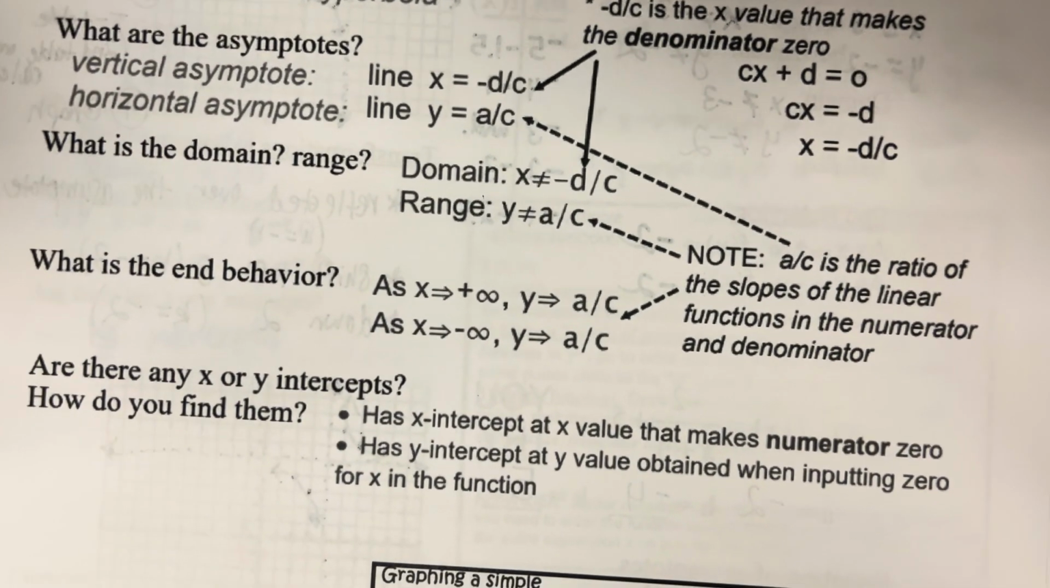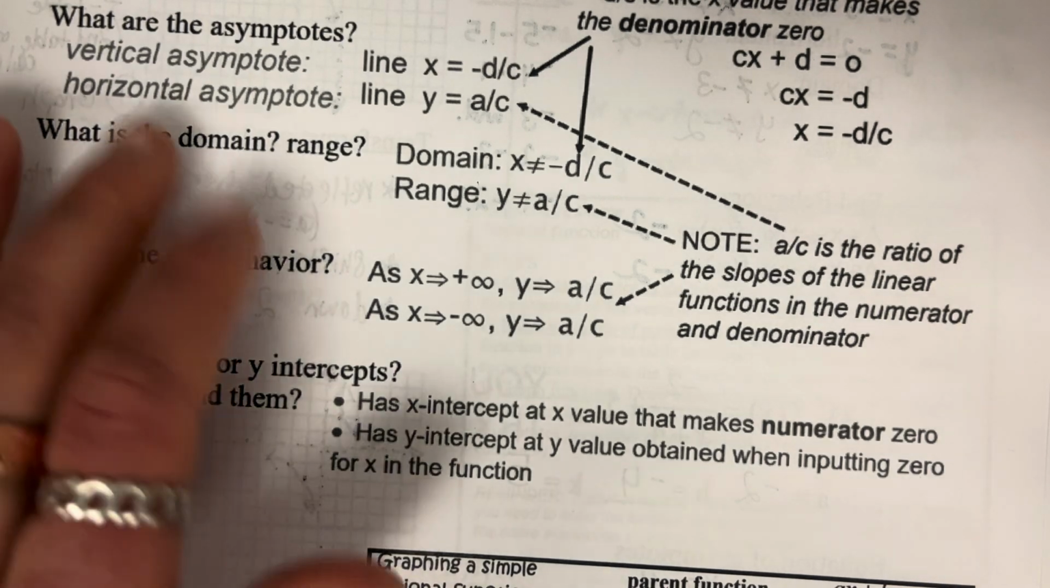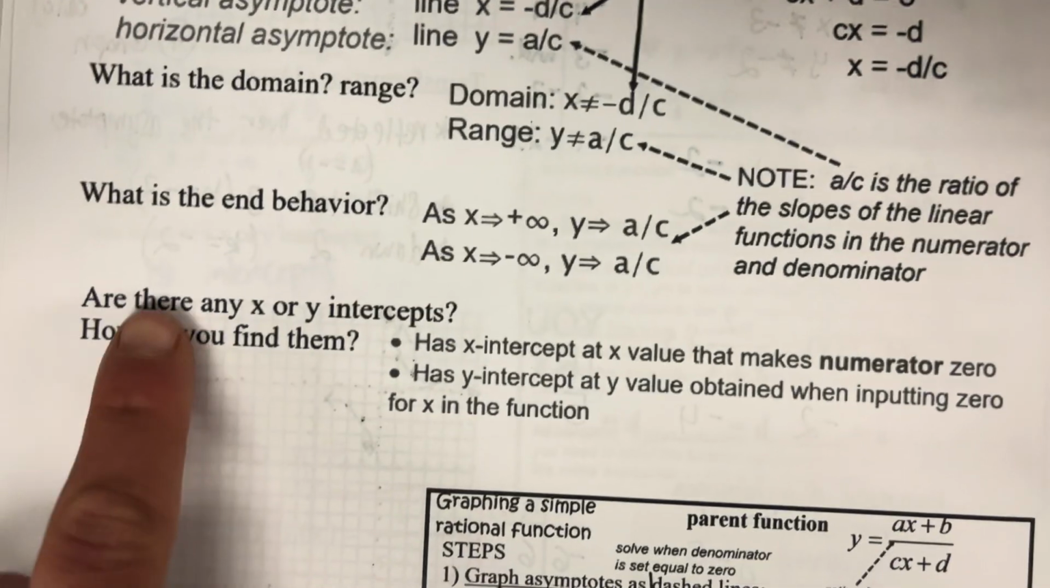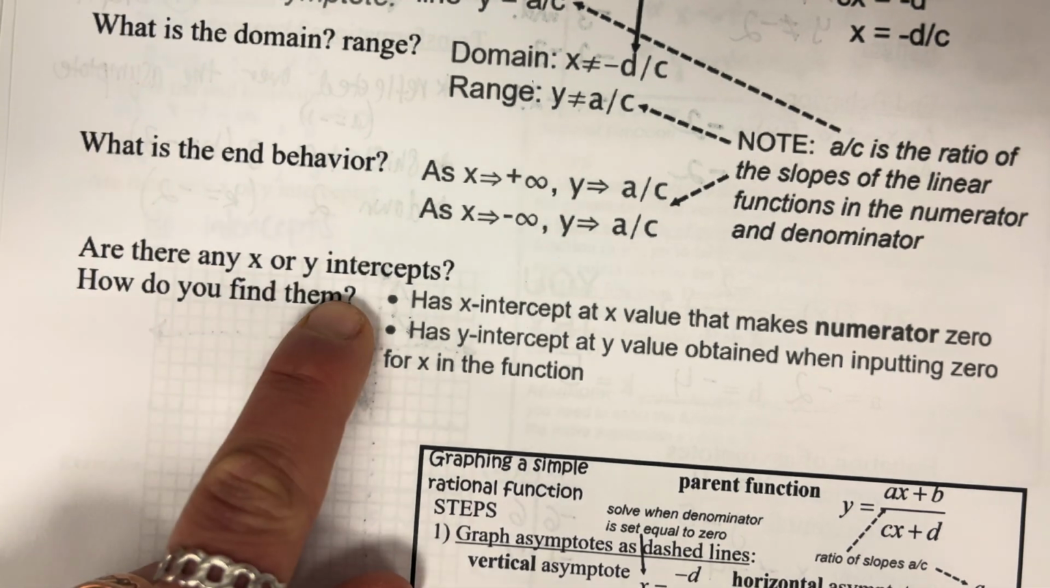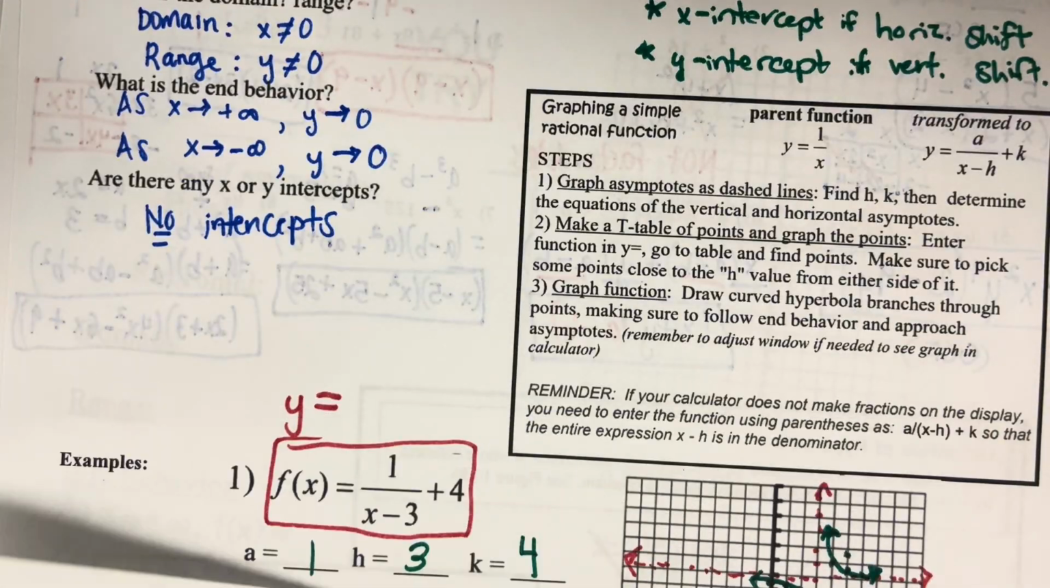And then we have domain and range and then behavior that also go along with the asymptotes. And then the x or y intercepts, those are going to happen when y is 0 and when x is 0 respectively. So let's go ahead and do some examples.